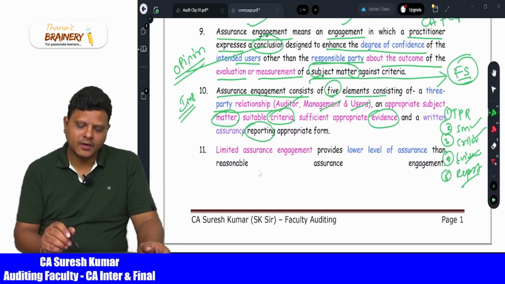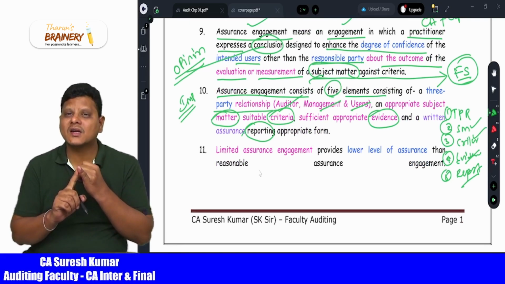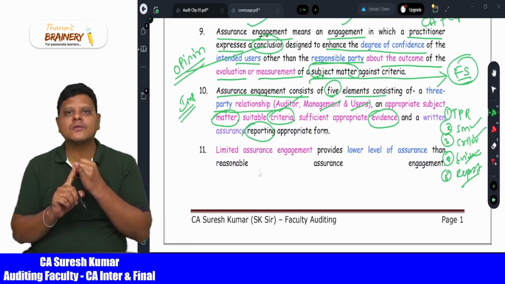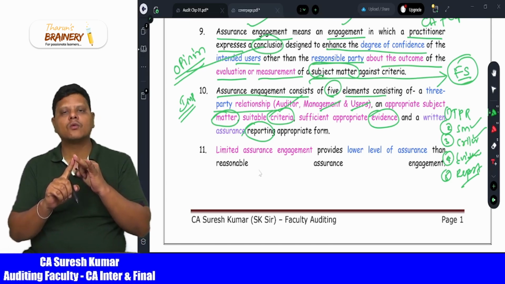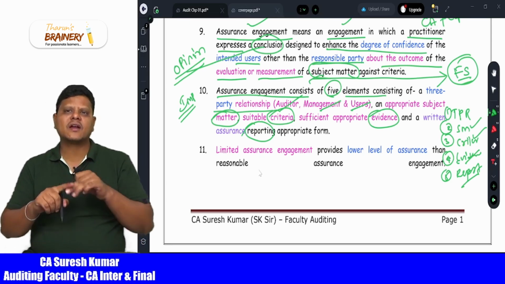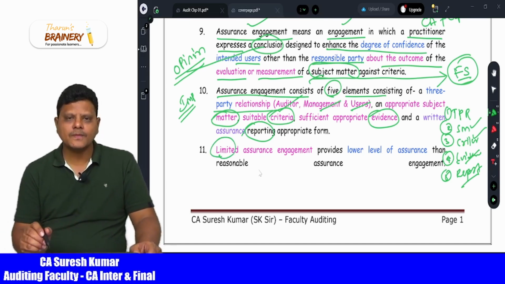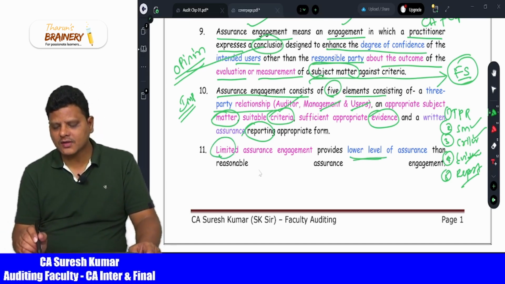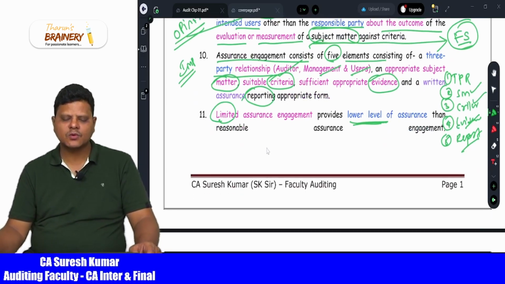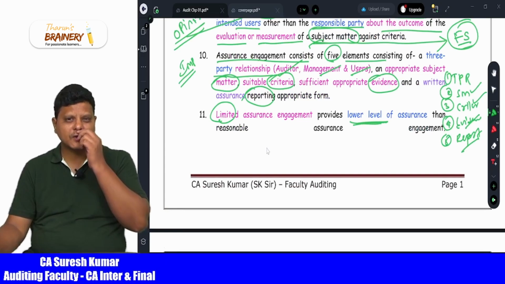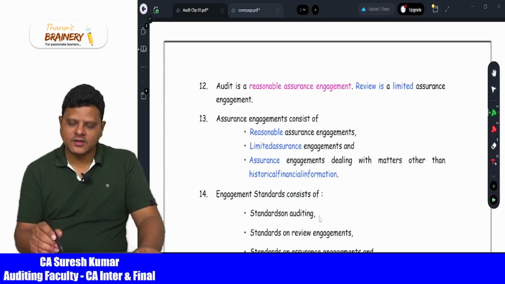Then we'll come to limited assurance. So we have seen absolute assurance so far. Absolute assurance means 100% assurance, which auditor will never give. Second one is reasonable assurance. Always auditor will give only reasonable assurance. Then they are trying to tell one more terminology for all of us, limited assurance. Limited means low level of assurance. Limited assurance is not for the audit purpose. So audit is a reasonable assurance engagement.